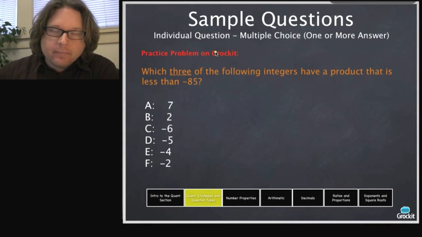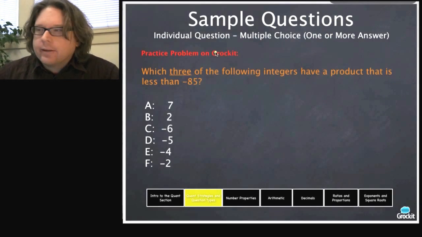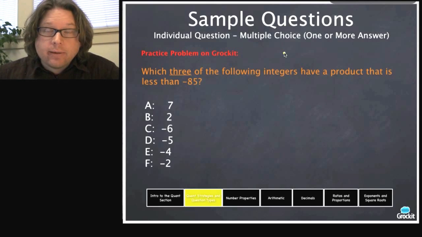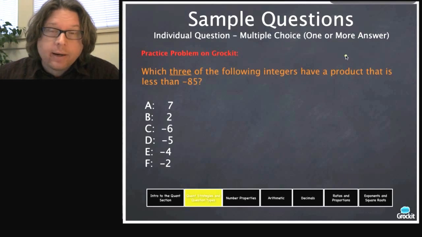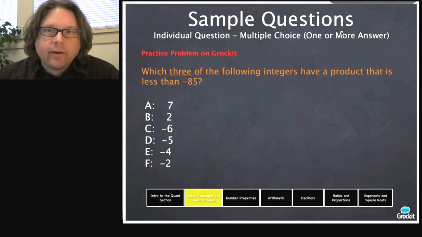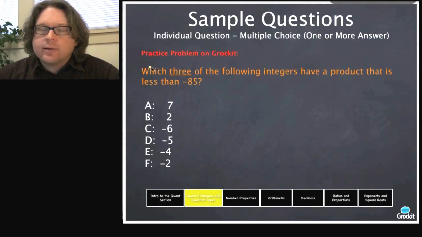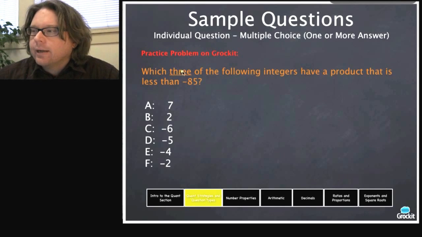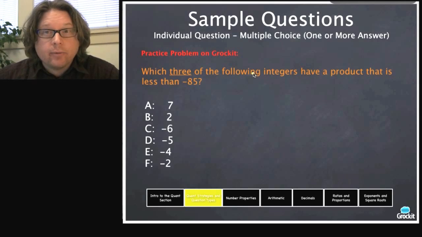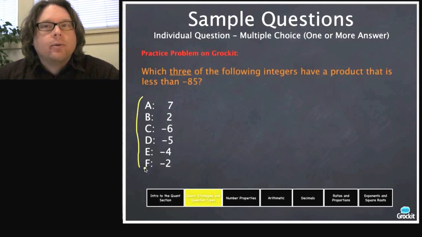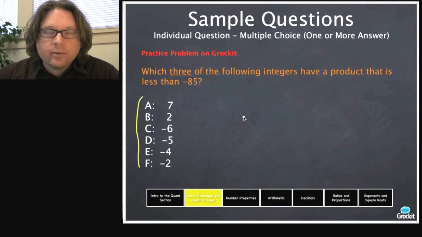So this is the one that I alluded to earlier, the type of question that's new on the GRE, where it's multiple choice, where one or more answers will actually be correct, and they'll specify whether you have to select a certain number or whether it's open-ended. So, for example, here's one from our GRE database. Which of the 3 following integers have a product that is less than -85? So it will actually be 3 of the answer choices, 3 of the 6 in this case. So selecting only 2 or more than 2 will not be sufficient. There is only one correct answer, even though we need to select 3 of the numbers.